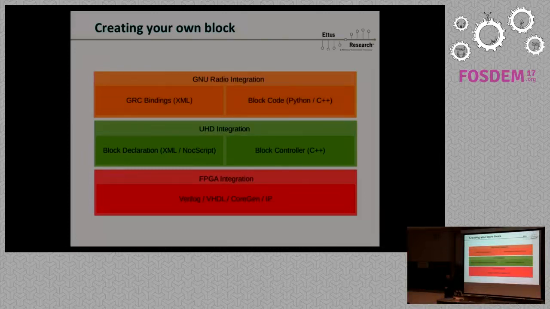So first, you have the Verilog file, obviously, because that is your IP, that is what you're writing, that is your algorithm. But then you have to tell UHD, okay, I have a Verilog file, I have my FPGA image, I want to connect that.